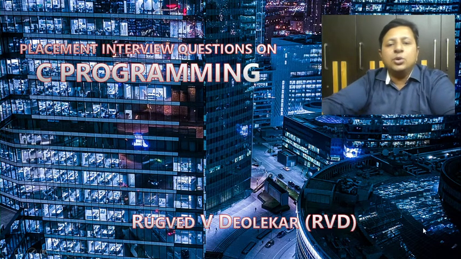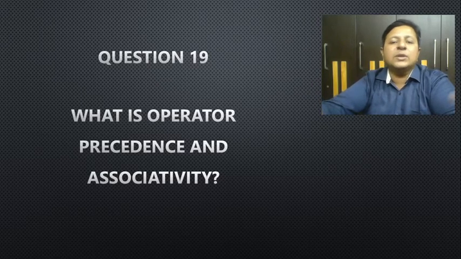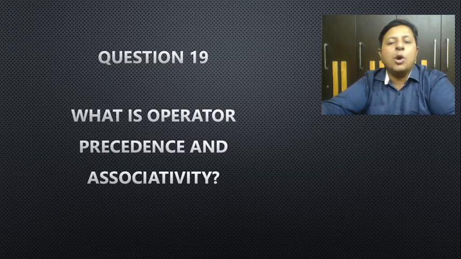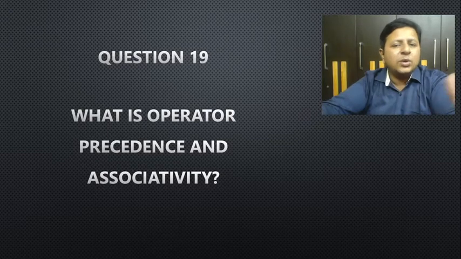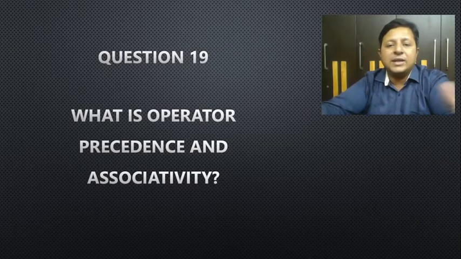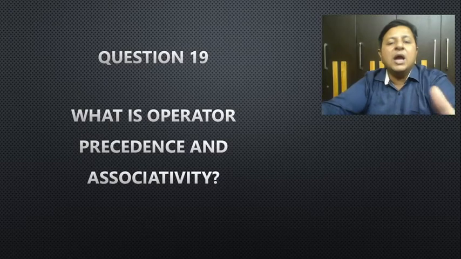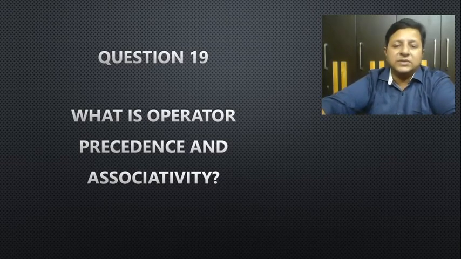So let's continue with the next question. In this video, we will have question number 19, that is, what is operator precedence and associativity? We have started looking at operators, and we have seen some of them so far. Before we complete the set of operators provided by C, I thought I should first make you aware of what operator precedence is and what we mean by associativity.